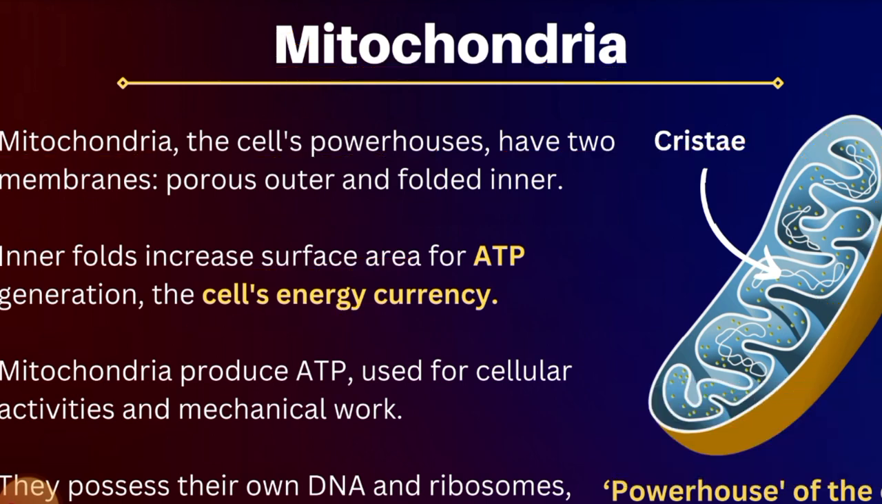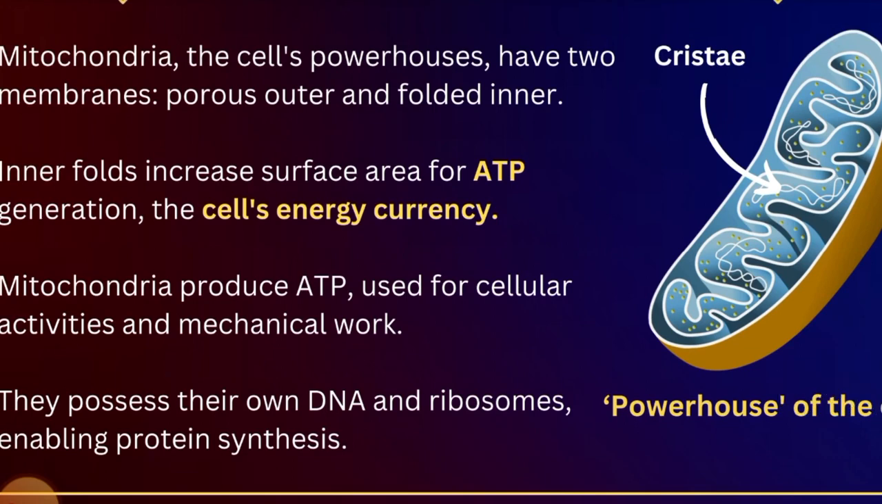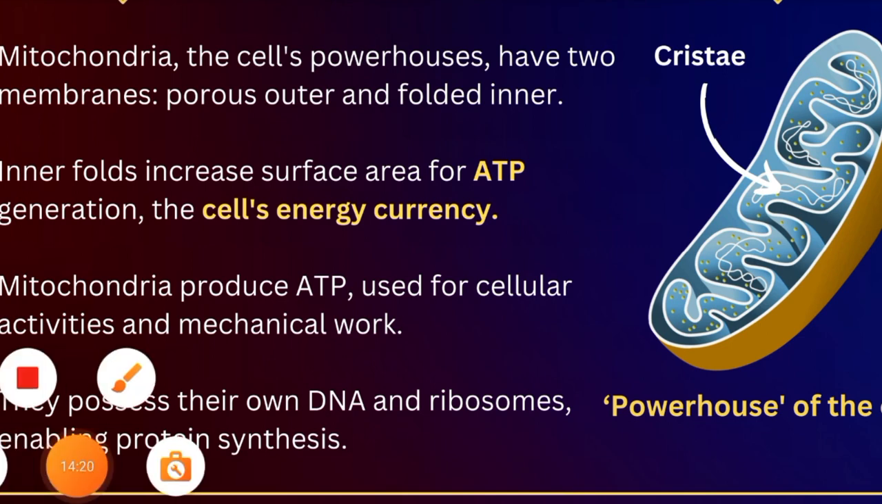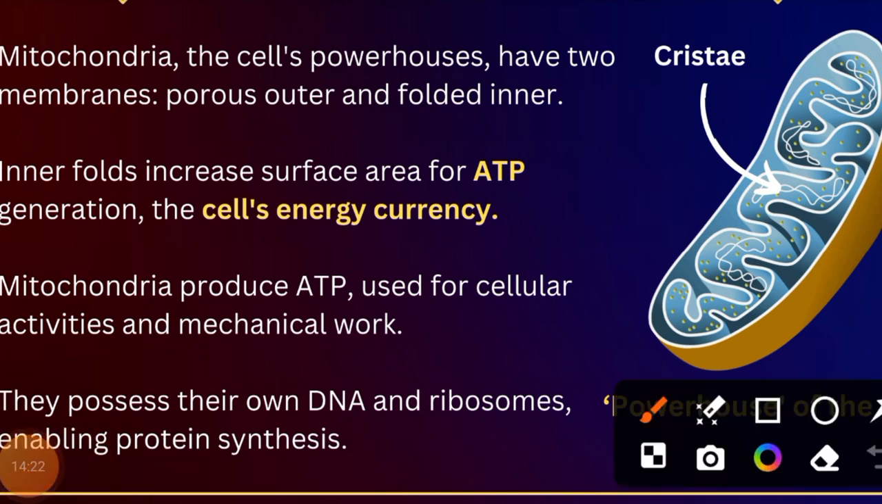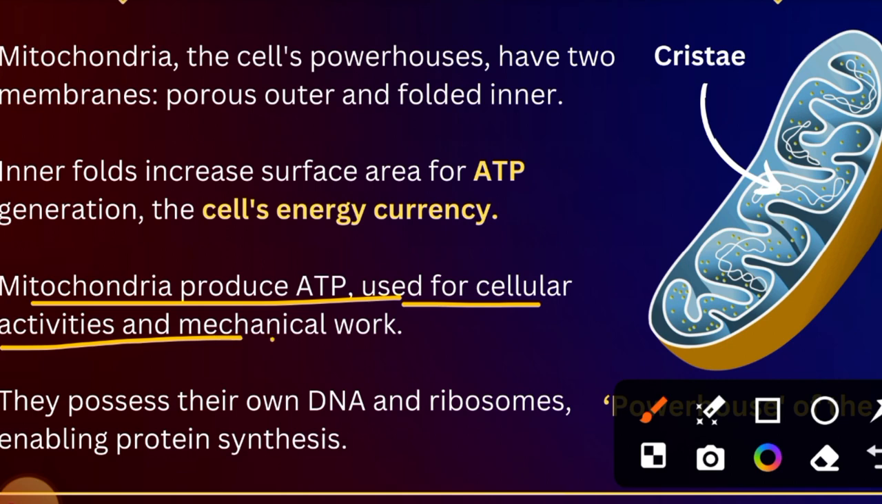Now why is this folded? Because it provides more area to the mitochondria to produce energy, therefore it is known as the cell's energy currency. And as I told you, it has its own DNA, own protein, own ribosomes, which produce its own energy automatically, because everything is there. DNA is there, ribosomes are there which will produce protein and all. Mitochondria produce ATP used for cellular activities and mechanical work.